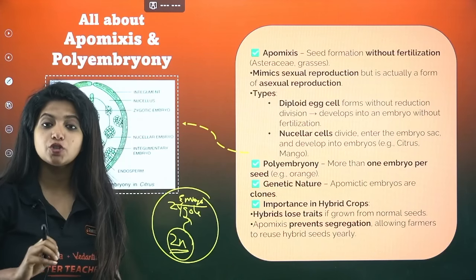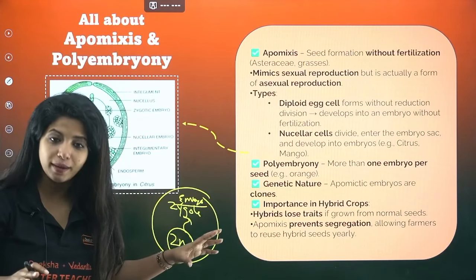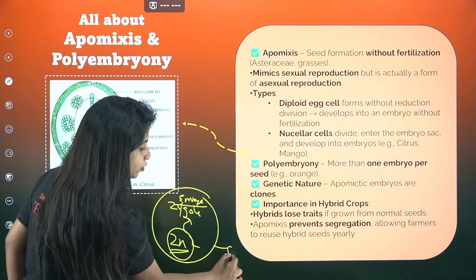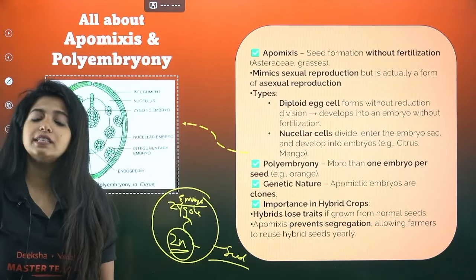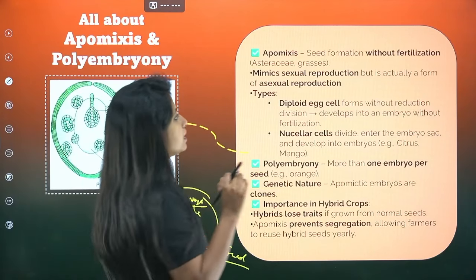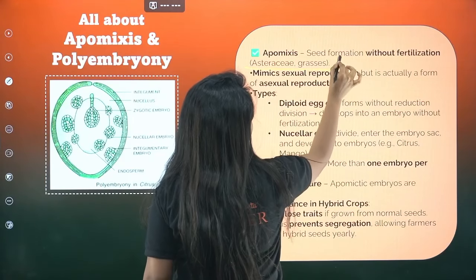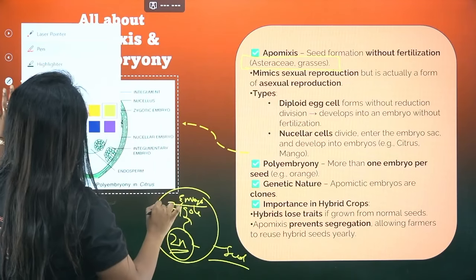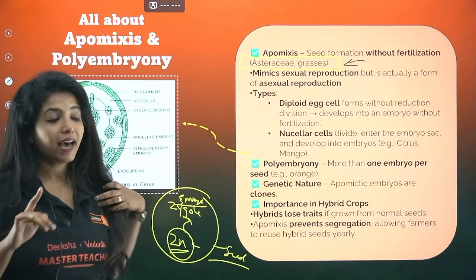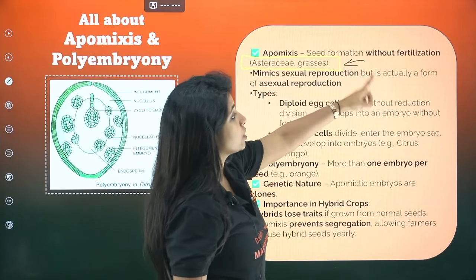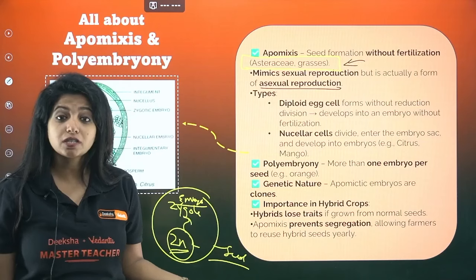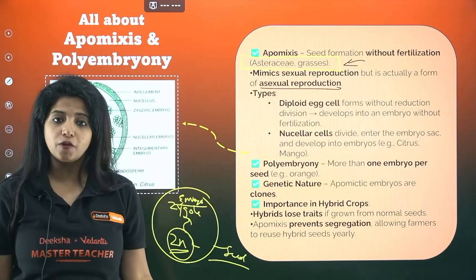This process of formation of zygote, or basically the seed, when you are forming the seed, this whole thing is now going to be a seed. Seed without fertilization is known as apomixis, and this is very commonly seen in the case of Asteraceae and grasses. Ma'am, do we need to remember it? Definitely. Asteraceae and grasses, my dear children, they show apomixis, and remember, they mimic sexual reproduction but it is actually a form of asexual reproduction. It is just like sexual reproduction. Why? Because a zygote is being formed and things like that.